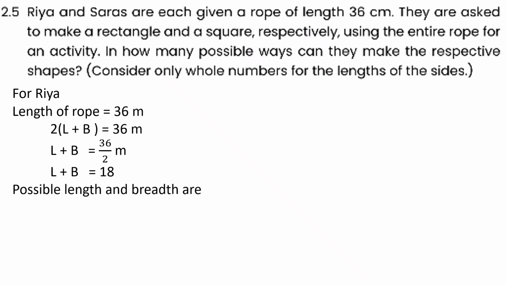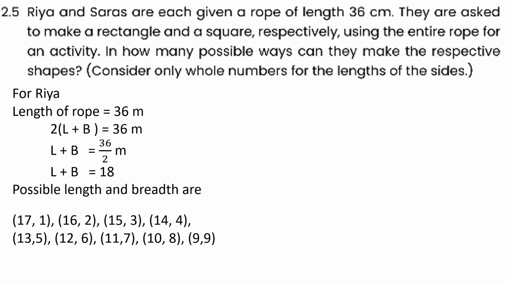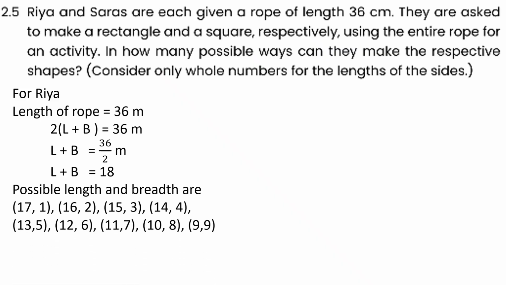Okay. The possible length and breadth will be like this. If your length is 17, then breadth is 1. If length is 16, then your breadth is 2. Okay, so you can write like this. This will be the possible length and breadth for Ria.